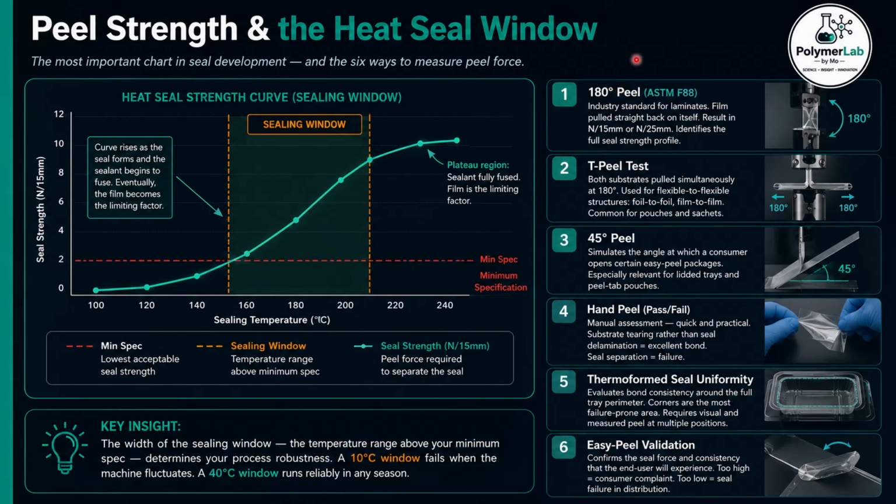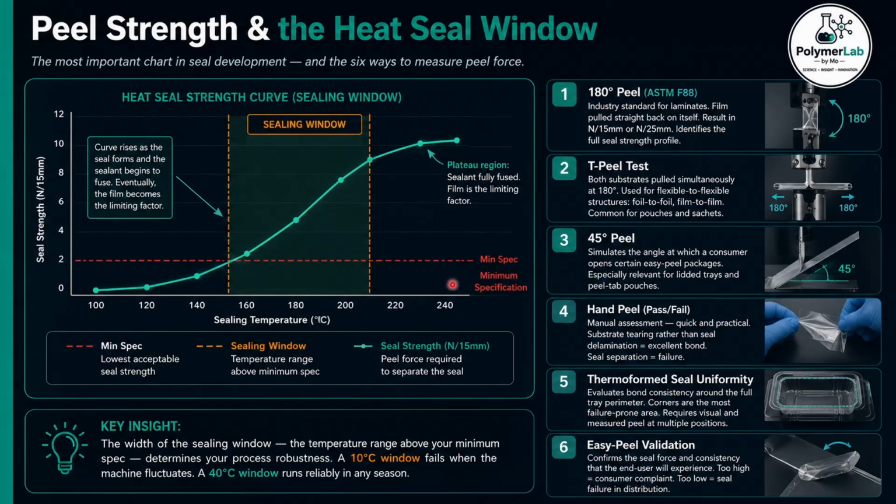Okay, this slide is the most important in the entire video for anyone involved in seal development. The heat seal strength curve, also called the seal window curve, is the single most useful piece of data you can generate for a new structure. On the horizontal axis, sealing temperature. On the vertical axis, peel force, how much force it takes to separate the seal. The curve starts low, rises steeply, then goes to the plateau. The plateau is where the sealant is fully fused and the film itself becomes the limiting factor, not the seal.